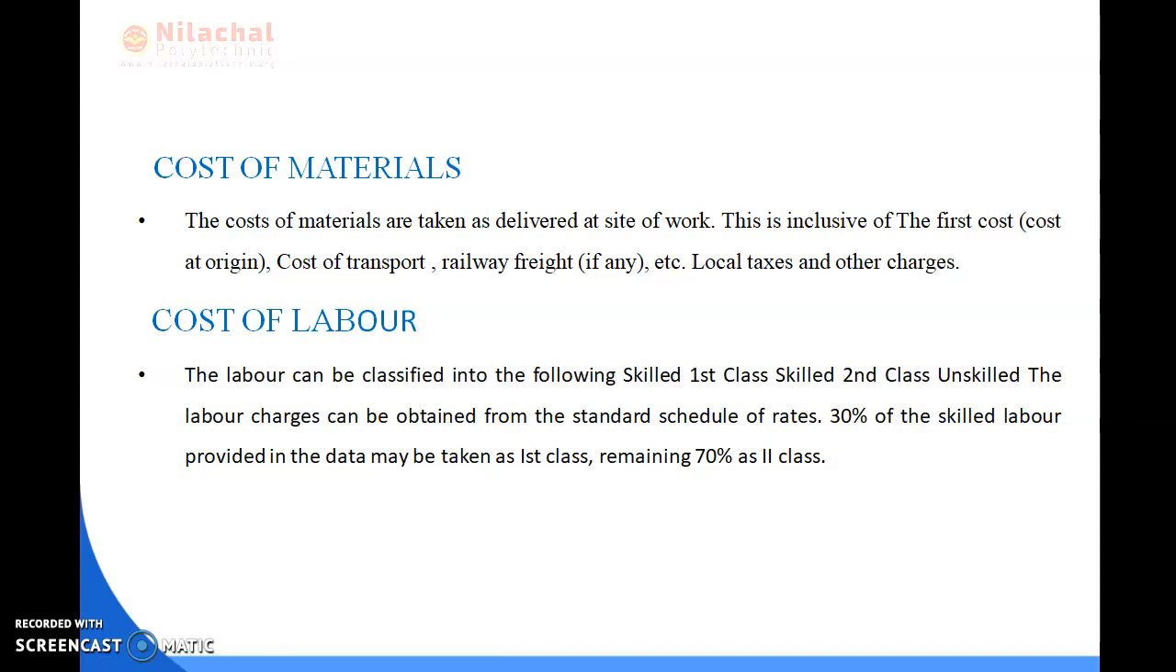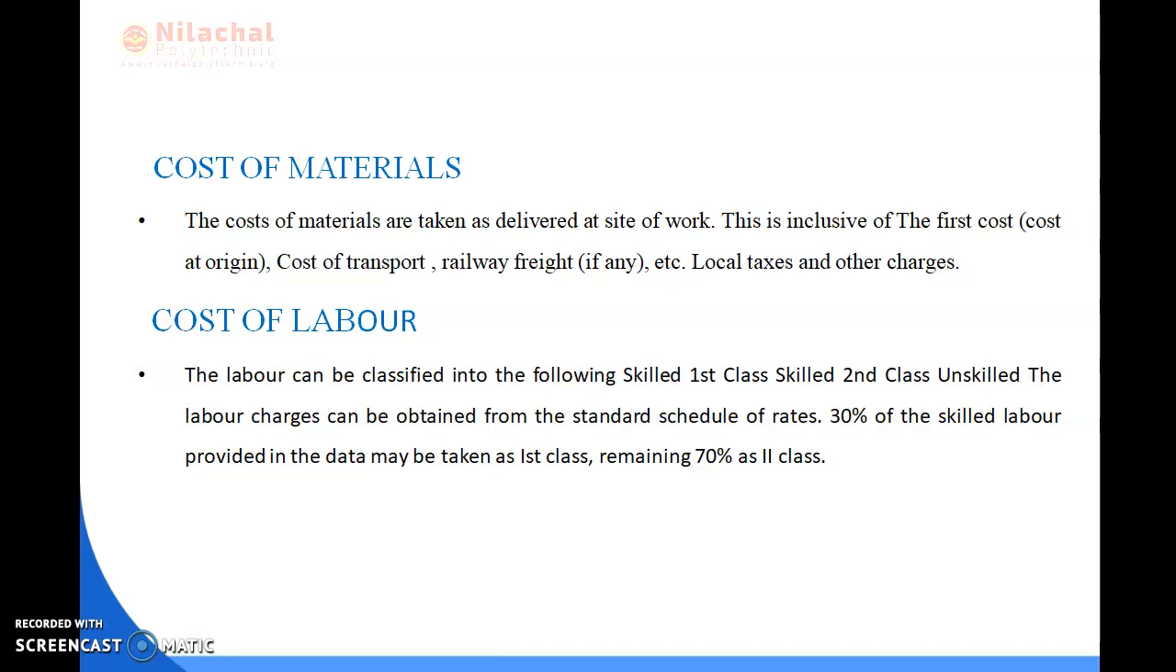And the cost of labor. The cost of labor can be classified into the following skills: first class skilled, second class skilled, and unskilled. The labor charge can be obtained from the standard schedule of rate, and 30% of the skilled labor provided in the data may be taken as first class, and the remaining 70% as second class. So no need to take the total labor as first class labor. Only 30% we consider as first class labor, and the remaining 70% as second class labor. So the first class and second class labor costs vary.